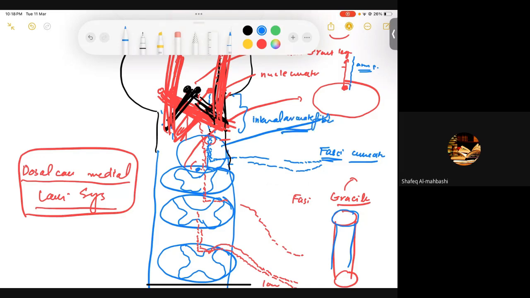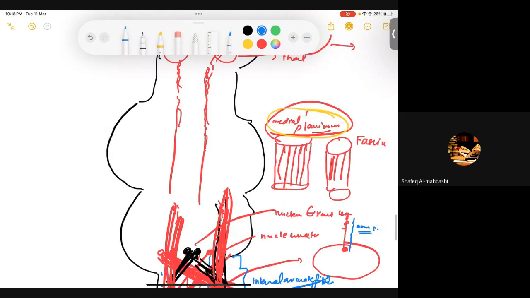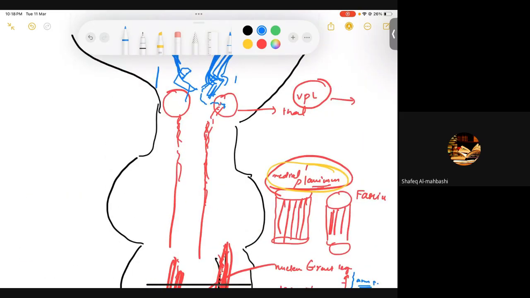Is that clear? Yes, Doc. They will just move upward. They'll just relay in the thalamus. In the thalamus, third order neurons start. They'll just give all of the information to the third order neuron. The third order neuron would then move to the posterior limb of your internal capsule and to your sensory cortex. That was your dorsal column medial lemniscus.